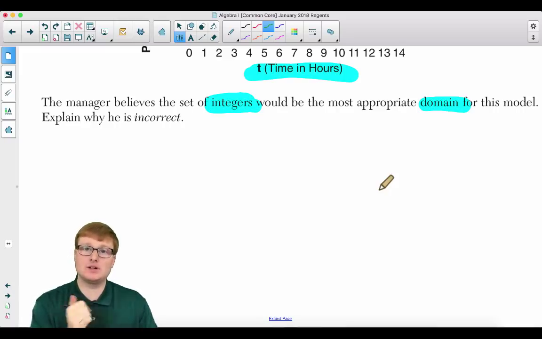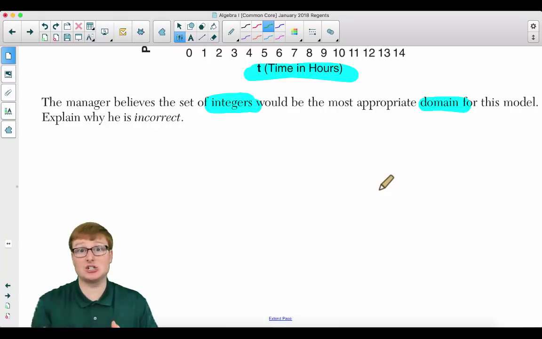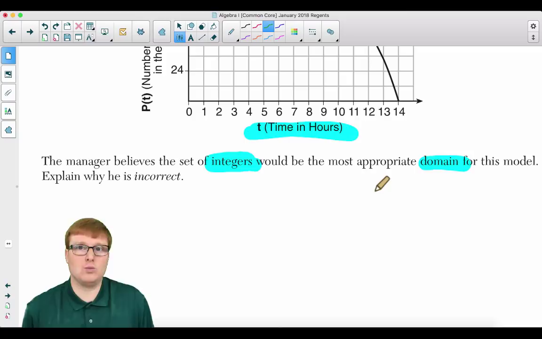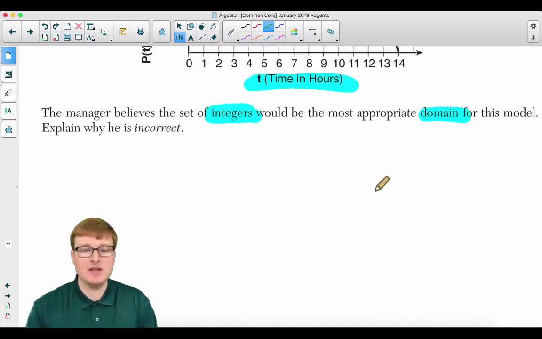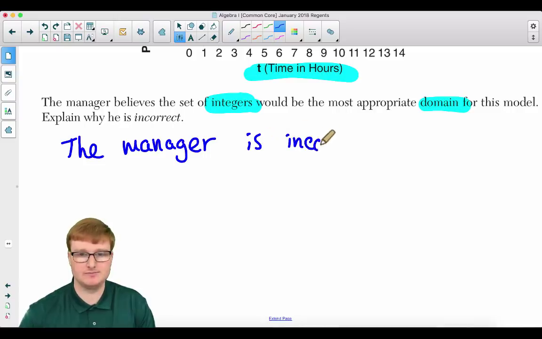But the whole numbers are 1, 2, 3, 4, 5, 6. Those are the counting numbers. The integers are 0, 1, 2, 3, 4, 5, and in the reverse direction, it's -1, -2, -3, -4. I do not remember having -1 hour. I just don't remember that in my everyday life. So the manager, of course, is incorrect.